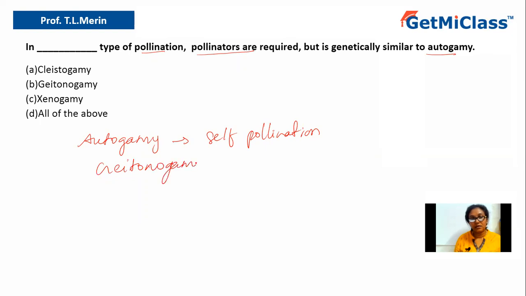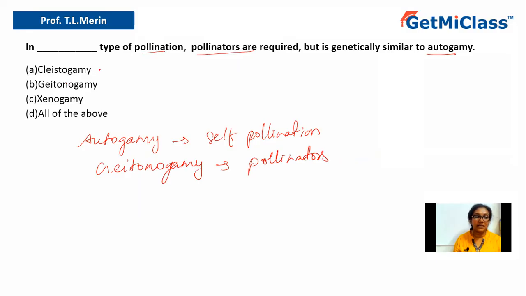Geitonogamy. Okay, but in this case, you need pollinators, because the flowers are present on the same plant, but they are different. Like, the pollen from the anther of one flower is carried onto the stigma of another flower of the same plant. So here we need pollinators. Okay, so let us see.